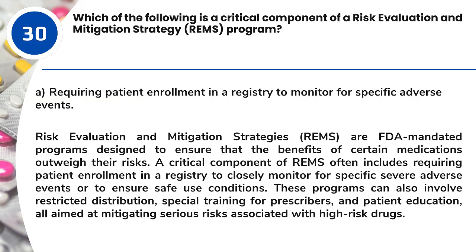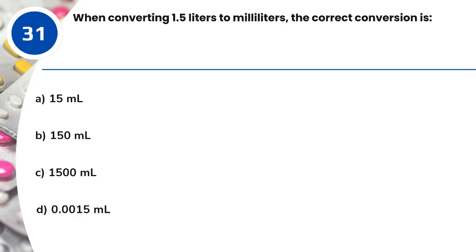Risk evaluation and mitigation strategies (REMS) are FDA-mandated programs designed to ensure that the benefits of certain medications outweigh their risks. A critical component of REMS often includes requiring patient enrollment in a registry to closely monitor for specific severe adverse events or to ensure safe use conditions. These programs can also involve restricted distribution, special training for prescribers, and patient education, all aimed at mitigating serious risks associated with high-risk drugs.